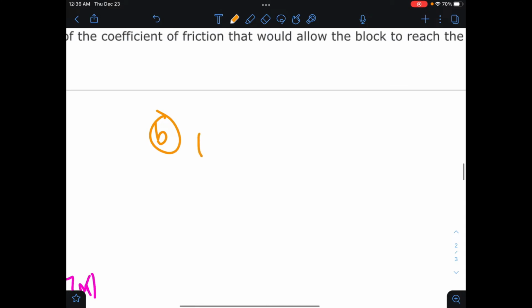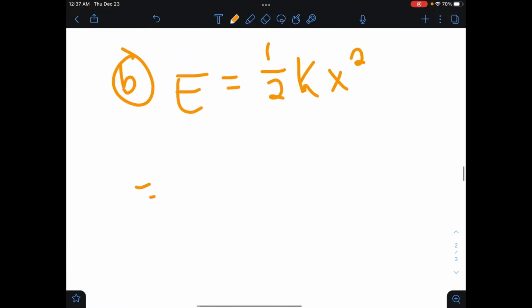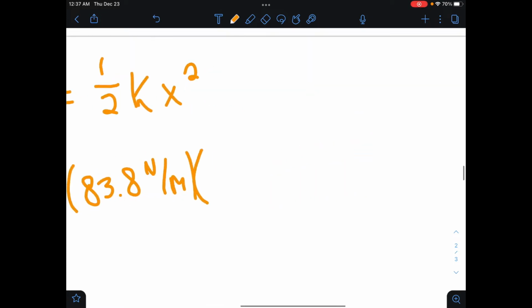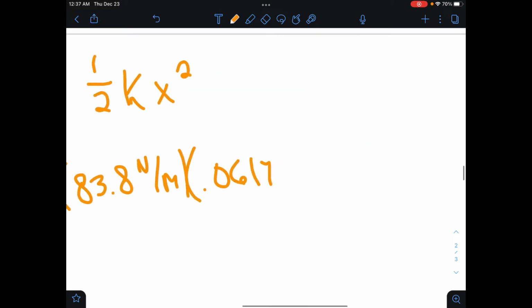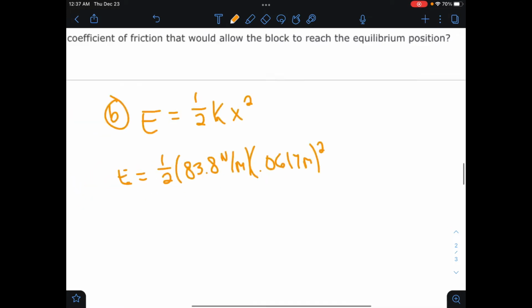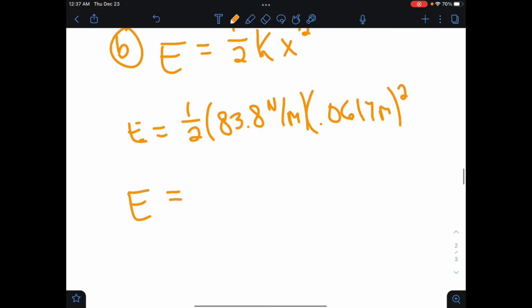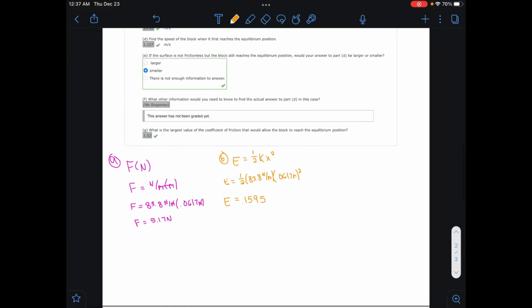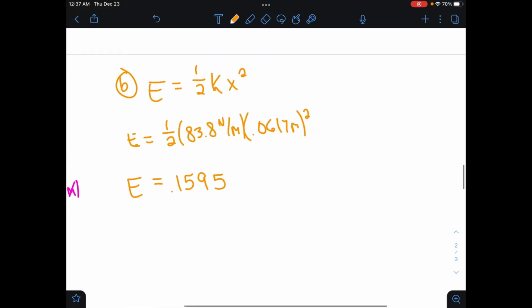Our energy will be equal to 1/2 our spring constant times our distance stretched squared, and that is the formula for elastic potential energy. So E is equal to 1/2 times our spring constant, 83.8 newton meters, times our distance, which was 0.0617 meters, squared. That means our energy will be equal to 0.1595 joules. And yeah, that's our answer right there.